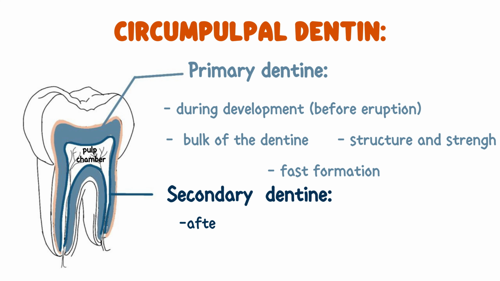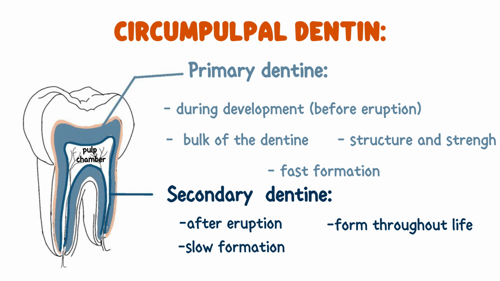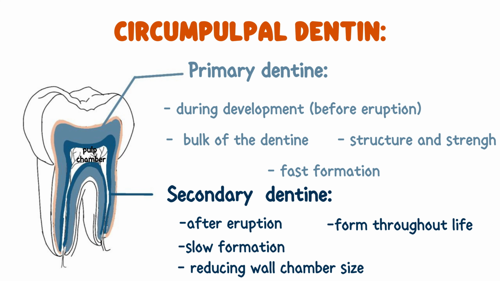Secondary dentin forms after the tooth erupts and continues to form throughout life. It is deposited slowly along the walls of the pulp chamber, which gradually reduces its size. This reduction provides additional protection to the pulp, shielding it from external factors like decay and temperature changes. This lifelong process helps the tooth adapt to stress and maintain its integrity over time.